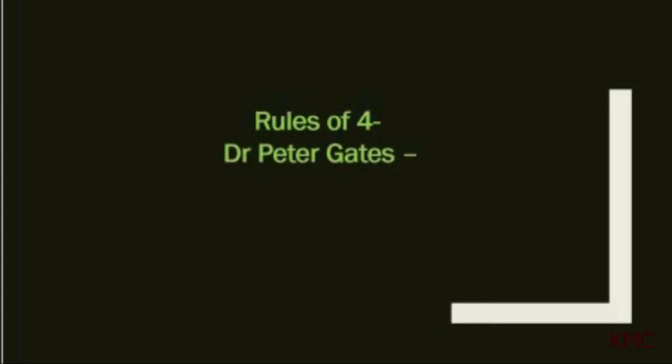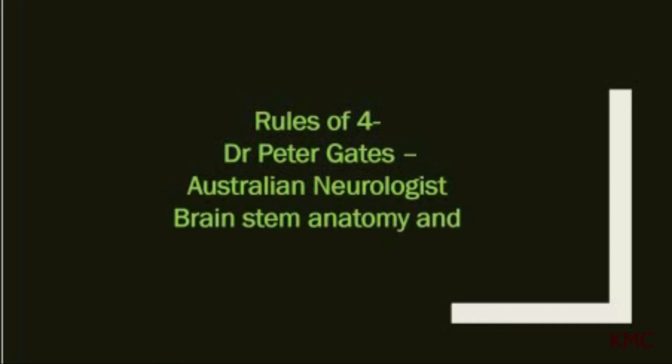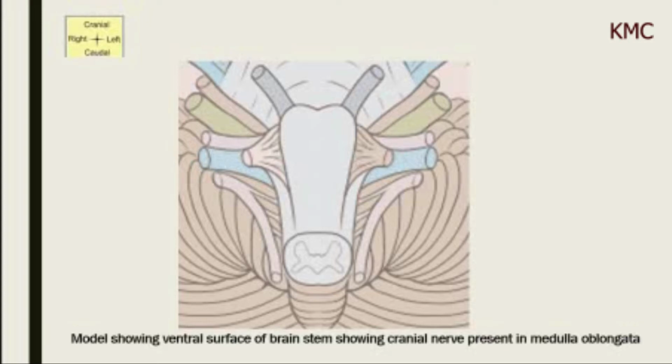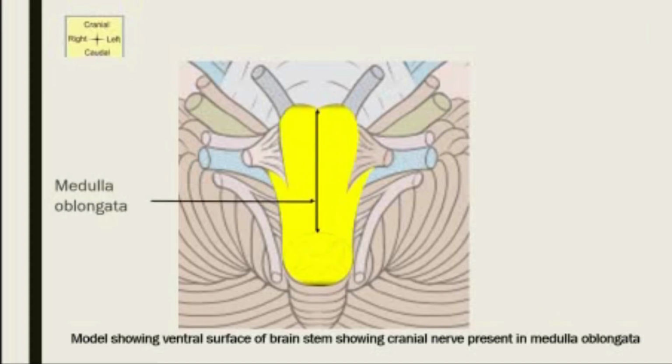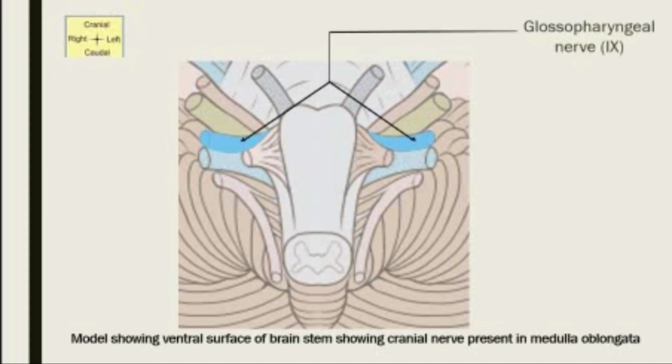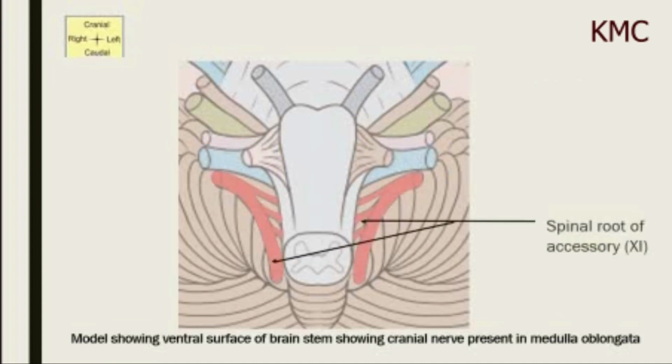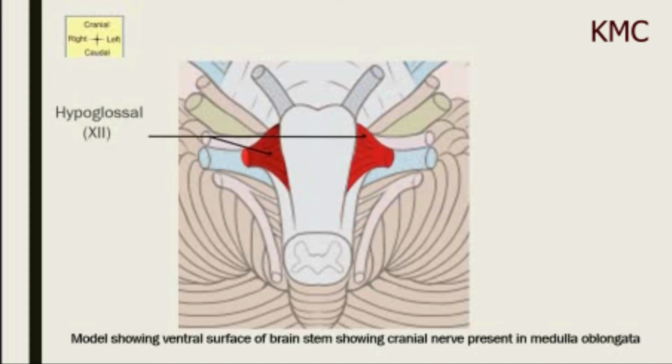Friends, rules of 4 were framed by Dr. Peter Gates, the Australian neurologist, to diagnose the brainstem anatomy and brainstem vascular syndrome. First rule of Peter Gates states that the last 4 cranial nerves are present in medulla oblongata. They are 9th nerve, that is the glossopharyngeal nerve, the 10th nerve, the vagus nerve, the 11th nerve, the spinal root of accessory nerve. All these 3 cranial nerves emerge from post-olivary sulcus. The hypoglossal nerve emerges from pre-olivary sulcus.